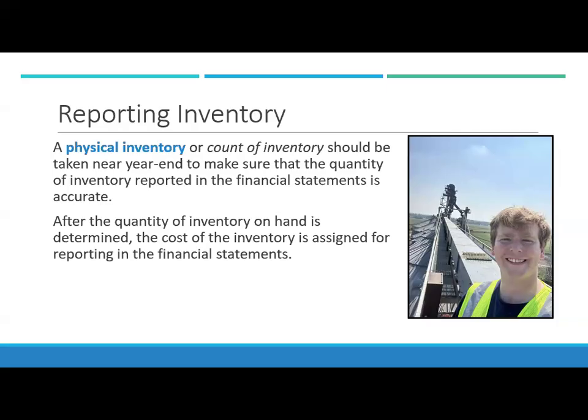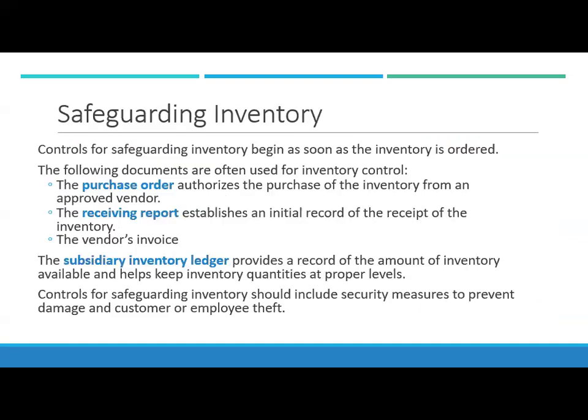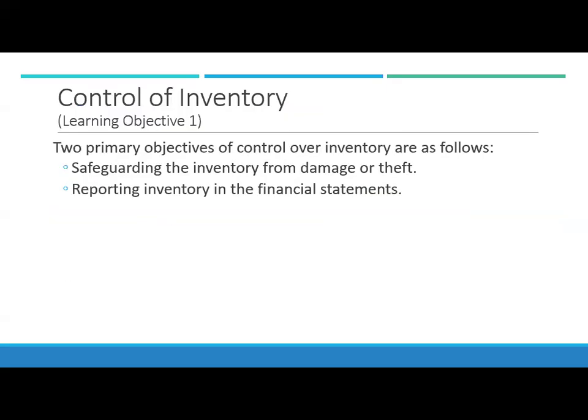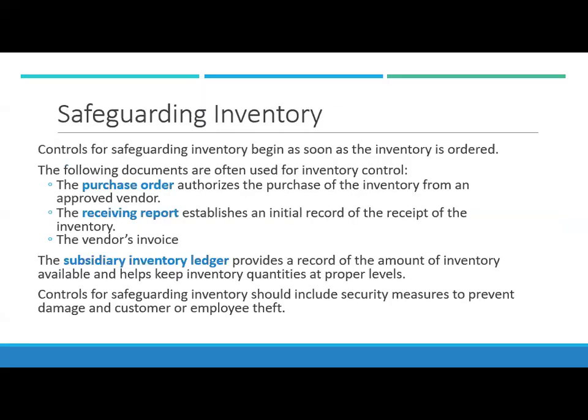And also from a company's operational and safeguarding of inventory controls, verifying that the inventory is there, that it hasn't been damaged or stolen, and that when they agree to sell inventory to customers, they actually have it on hand. They can provide it. They know if they need to get more.